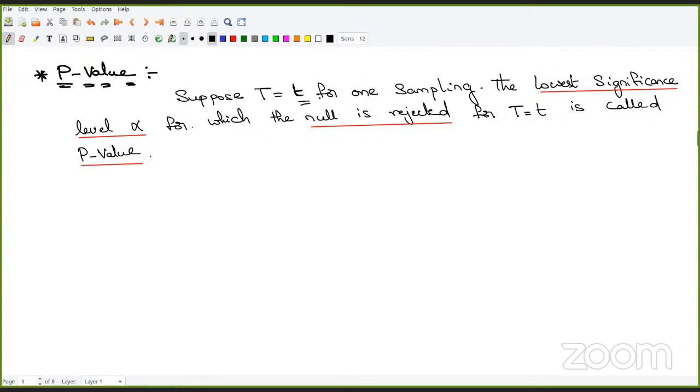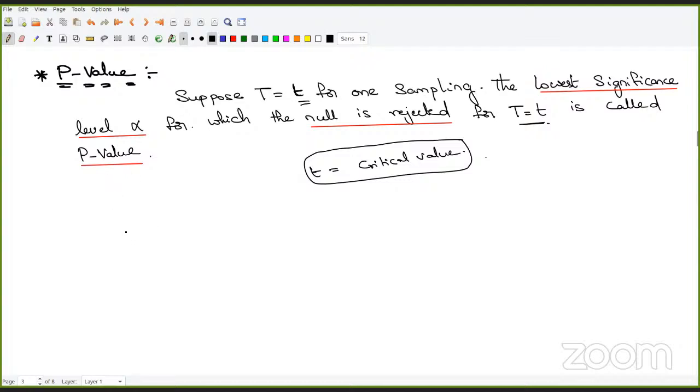By considering this small t, the lowest significance level alpha for which the null is rejected is the one where the critical value equals t. Whatever small t we got as the test statistic value should be the critical value. If this small t is equal to the critical value, then we compute alpha. The lowest significance level value alpha is called the p-value.